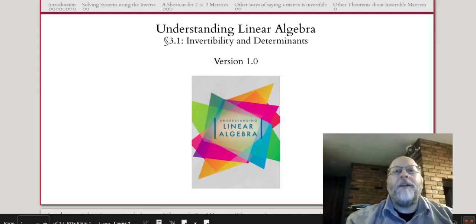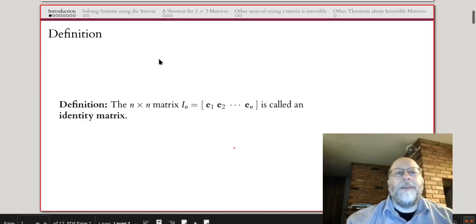We are starting section 3.1 on invertibility and determinants. Let's get started. We'll start with some definitions. The first definition, that the n by n matrix, and since we're saying n by n, that means that the matrix is square.